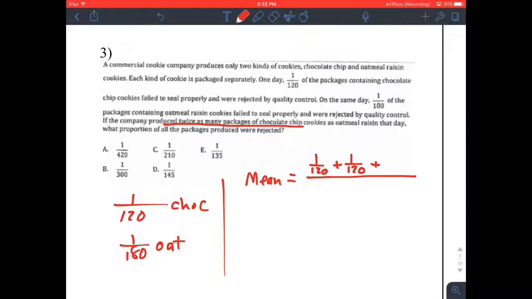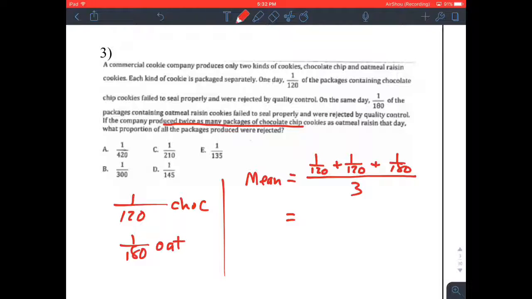And then the oatmeal raisin, it's 1 out of 180. So how many of these numbers do we have here? We obviously have 3, so we're going to divide this by 3. Simplifying this, if your calculator can easily simplify this and then make that into a fraction, go for it, do it. I don't know if all your calculators can do that, so I'm going to do this step by step.